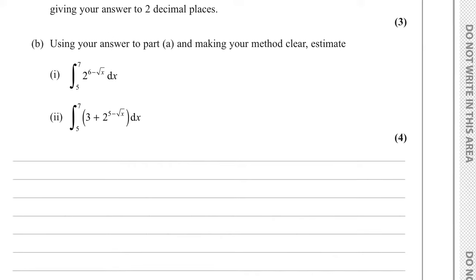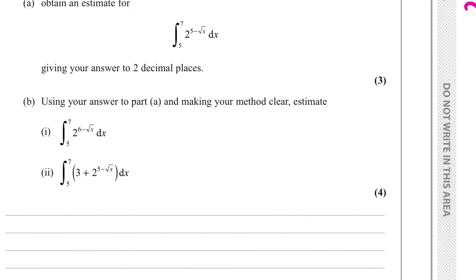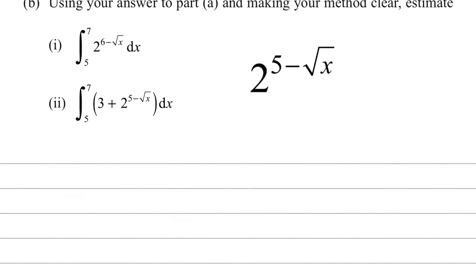Okay, it then says use your answer to part A and making your method clear, estimate the following. Now we really have to make our method clear here. So first of all, always go back to what did we actually have in the question? Right, this is what we had in the question. So with these types of questions, this is what we're looking for. We had 2 to the power of 5 minus root x. Okay? It's like playing spot the difference between what we have and what's going on here.